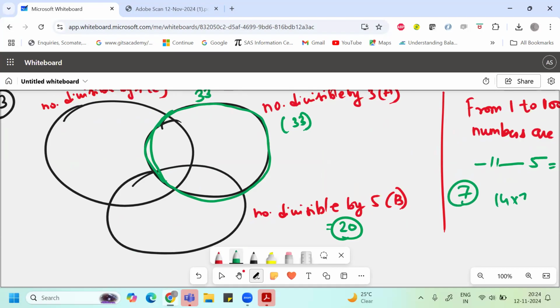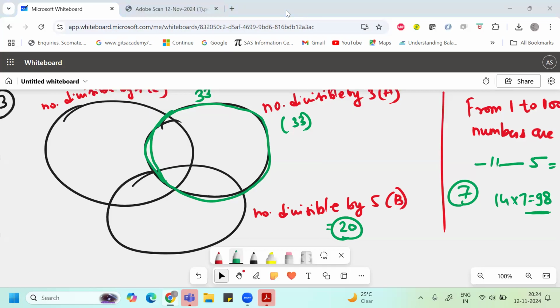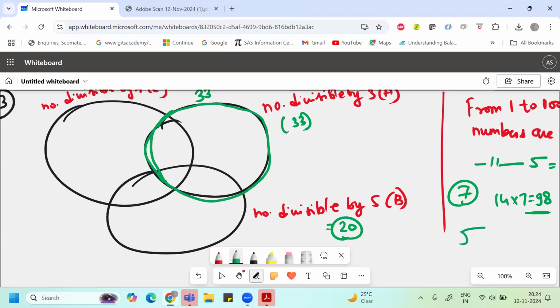14 sevens is 98. So the total number divisible by 7 from 1 to 100 would be 14 numbers. Is this part clear? Have you understood? Many exams will try to confuse you like this, and then you'll think, okay, what wrong have I done? Why am I not getting the answer in the options? Something might come to your mind, so please be careful about that part.